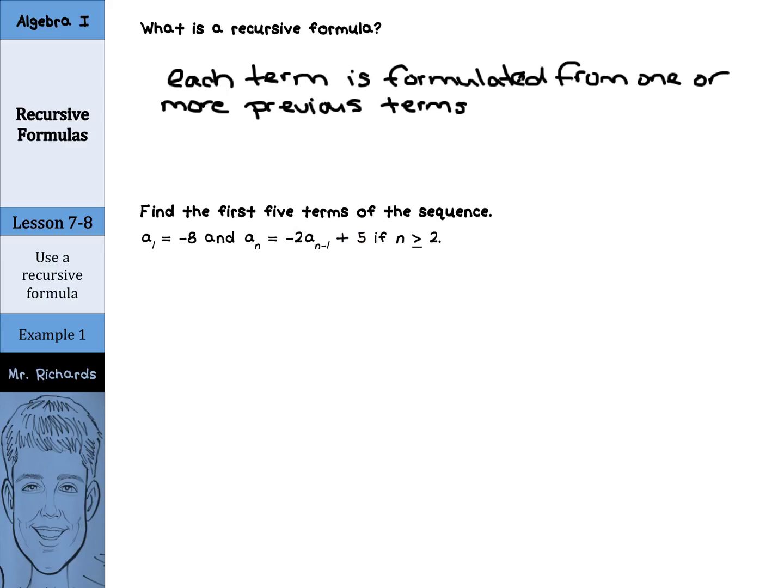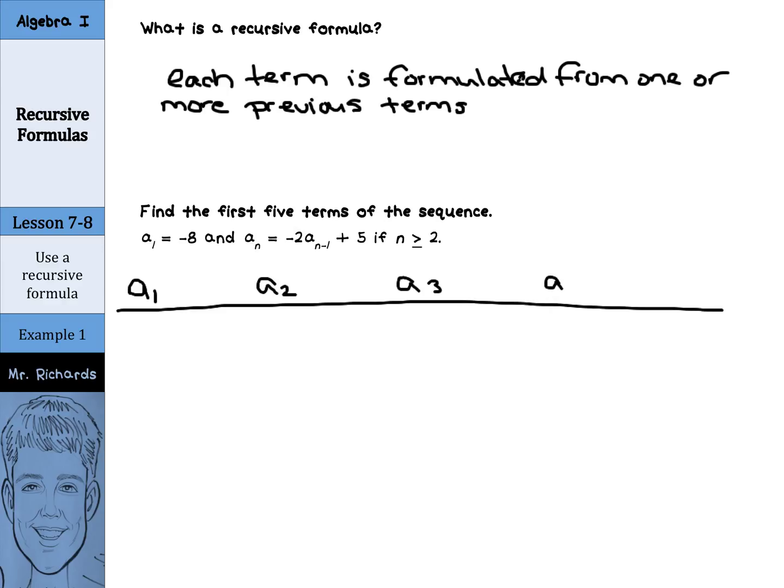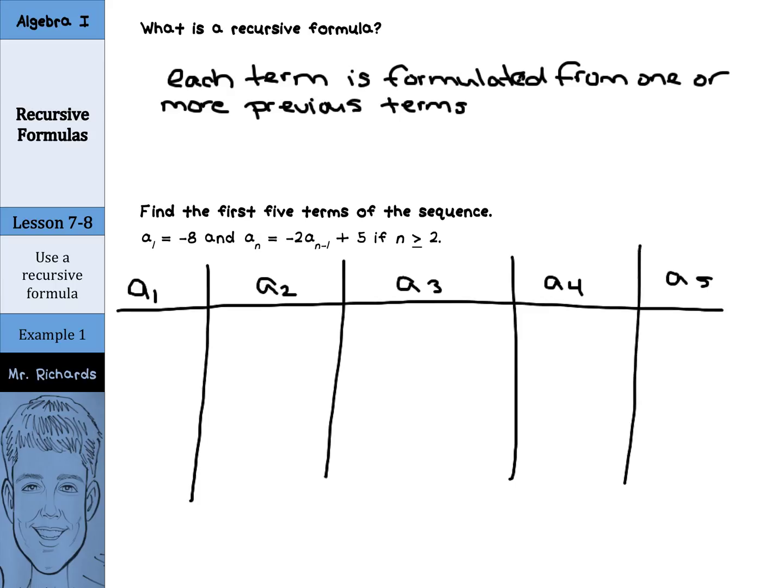Now, let's make ourselves a table here. We'll have our first term, our second term, our third term, our fourth term, and our fifth term. Now, our first term is easy. That's just listed as -8.